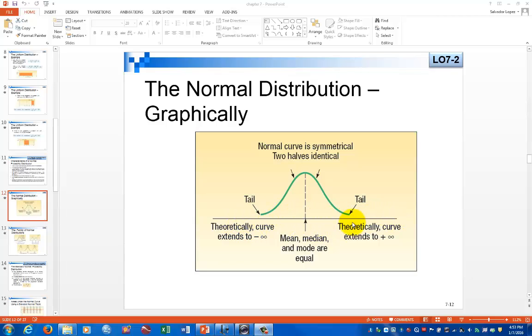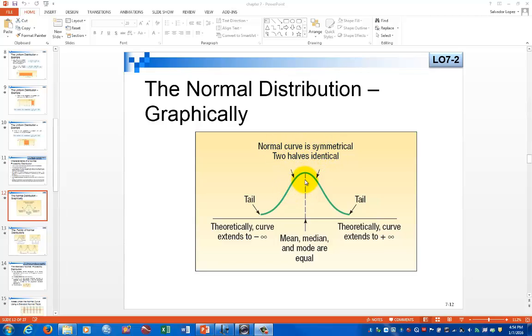On the horizontal axis in a graph like this one, we measure the values of the variable, and the height of the curve represents probability distribution or probabilities. In the normal distribution, the value in the middle is the mean, but it is also the median and the mode. The normal curve is symmetric.